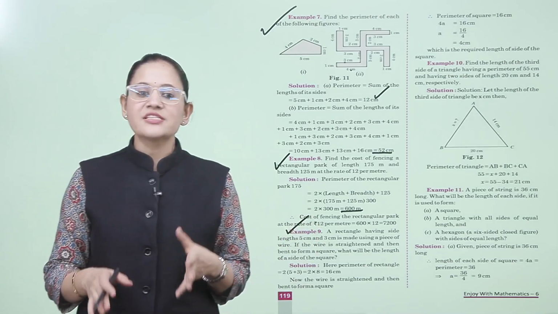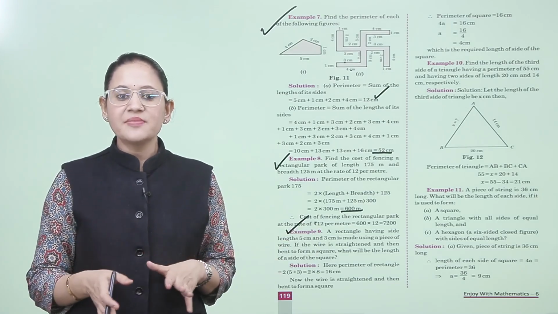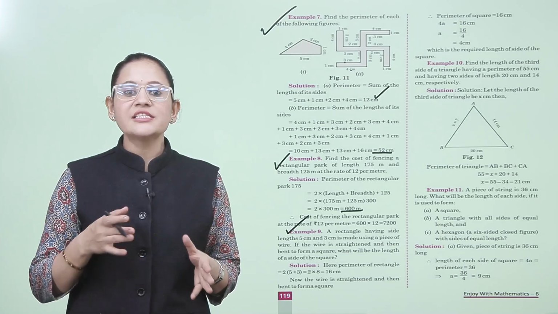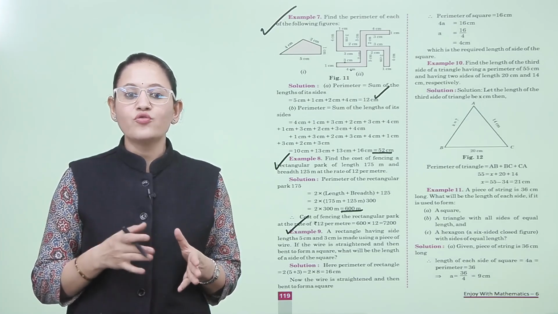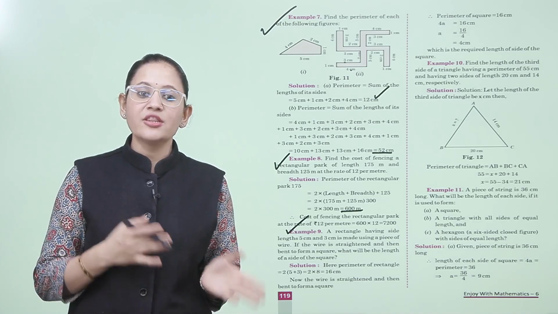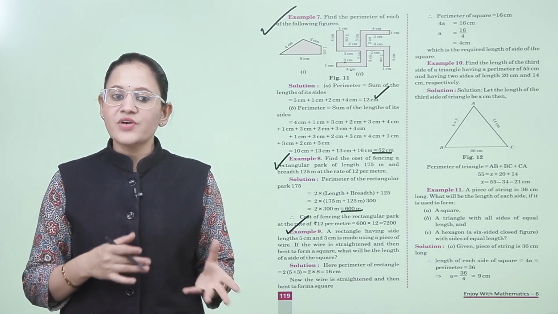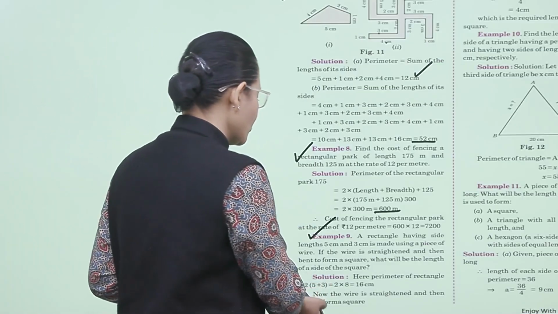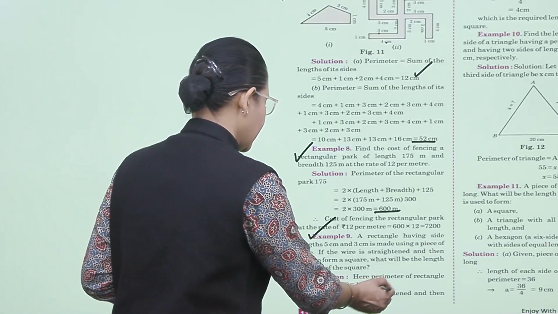A rectangle having sides of length 5 cm and 3 cm is made using a piece of wire. If the wire is straightened, then bent to form a square, what will be the length of the side of the square? So first we'll find out the perimeter of the rectangle. That is equal to 2 into (5 plus 3), that is 16 centimeter.